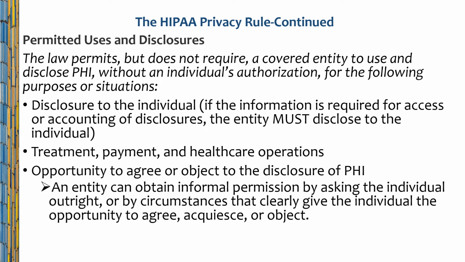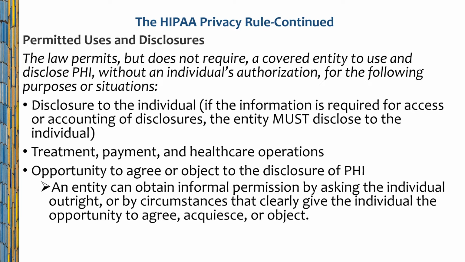What are the permitted uses and disclosures under the HIPAA Privacy Rule? The law permits but does not require a covered entity to use and disclose PHI without an individual's authorization for the following purposes or situations. Disclosure to the individual. If the information is required for access or accounting of disclosures, the entity must disclose to the individual. Treatment, payment, and healthcare operations.